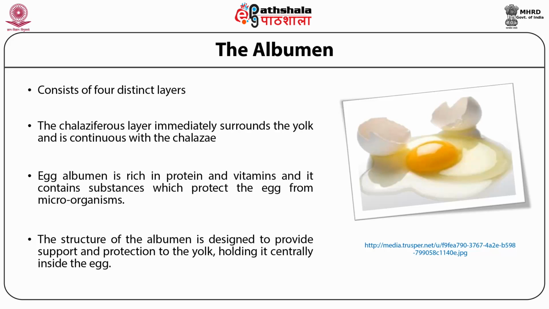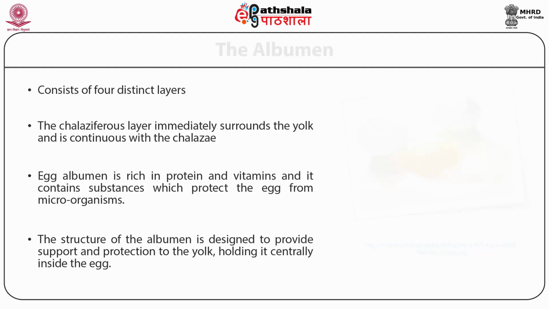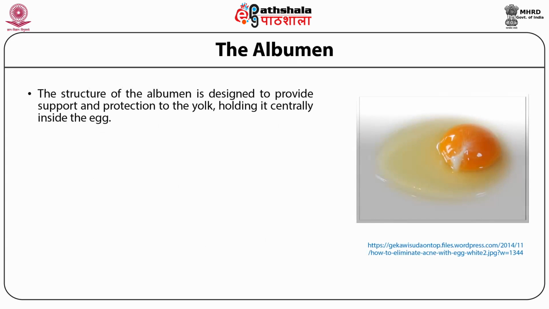The innermost layer of thick albumin, the calciferous layer, is extended to 2 points, forming the white fibrous chalaza, which are anchored in the outer thick albumin. The structure of the albumin is designed to provide support and protection to the yolk, holding it centrally inside the egg.